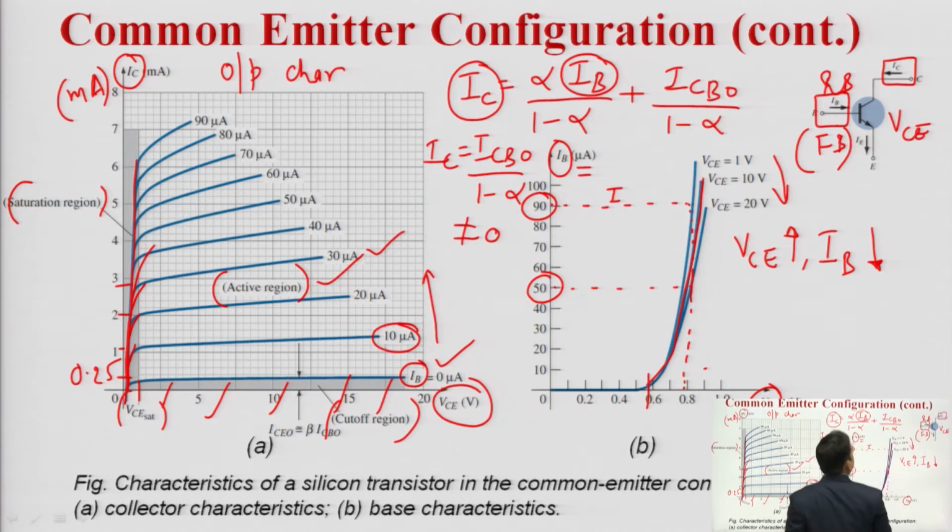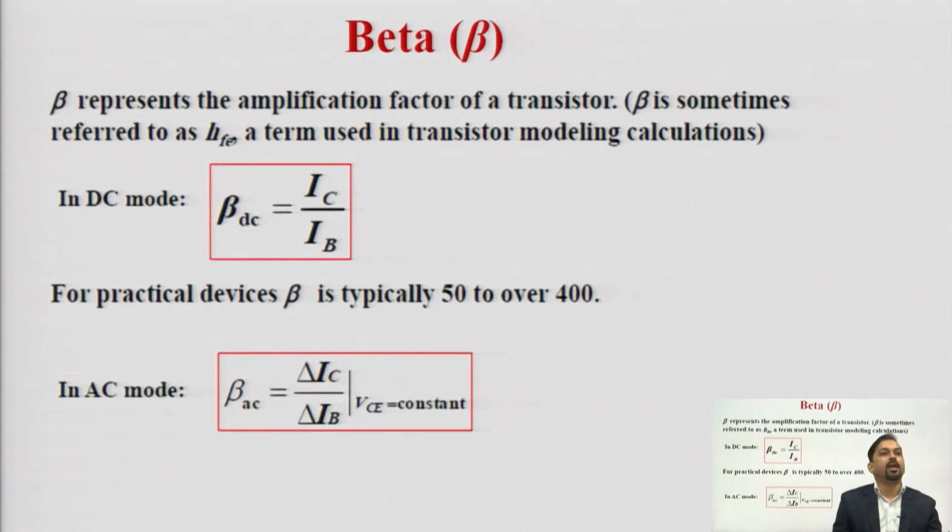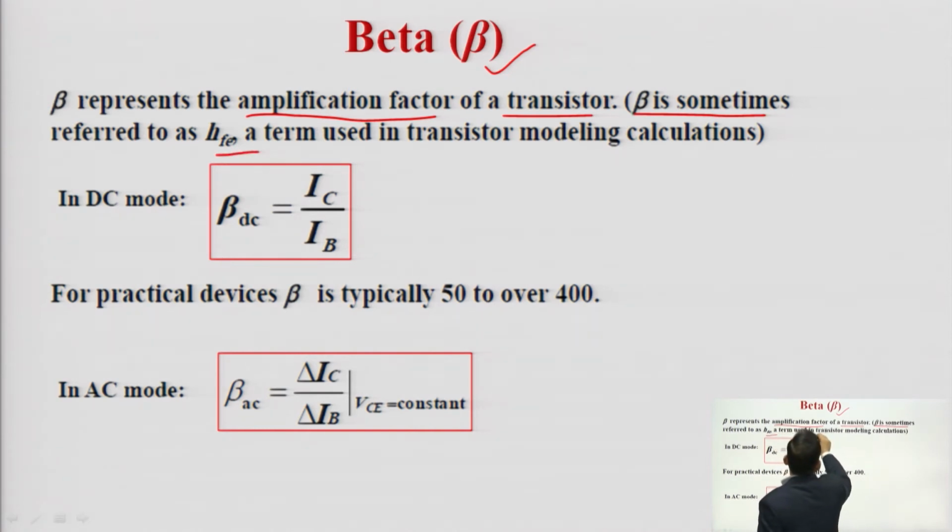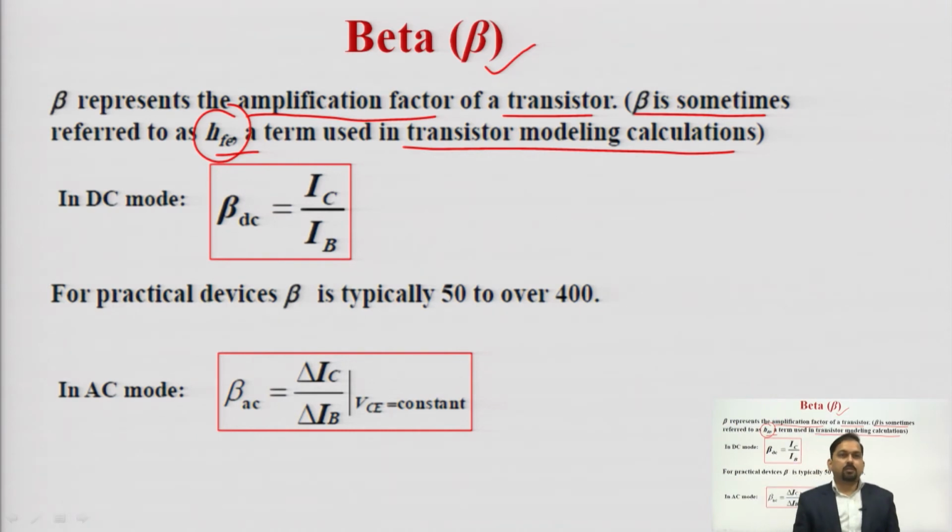So here the output current is what? IC and the input current is IB. So the ratio of IC and IB is known as the current gain of common emitter configuration, and we can represent the current gain by a factor of beta, where beta represents the amplification factor of a transistor, and beta is sometimes referred to as HFE in terms of the transistor modeling calculation. This is HFE when we are dealing with the H parameters, when we perform the analysis using H parameters for the bipolar junction transistor, we have HFE as a current gain.